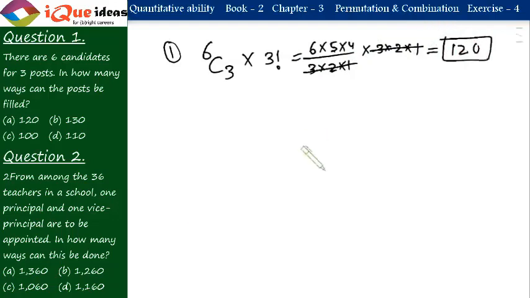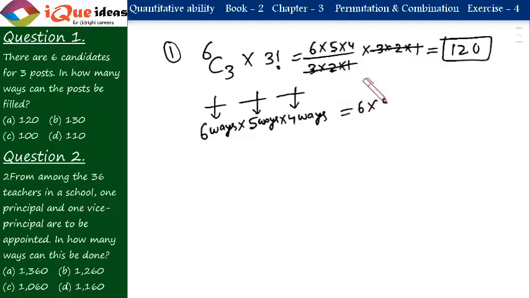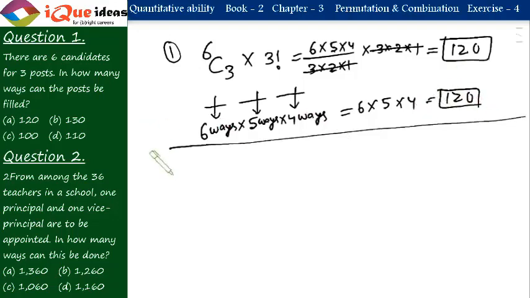Alright. Or the other way could have been, we could have gone post wise. So the first post could have been filled in 6 ways because there were 6 candidates available for the first post. But then for the second post, there are only 5 candidates available. Why? Because 1 candidate was used for the first post. Then for the third, there are only 4 ways available. Why? Because 2 candidates were used for the first and second. So it will be equal to 6 into 5 into 4, that is 120 ways. So these are the 2 methods to do this question.